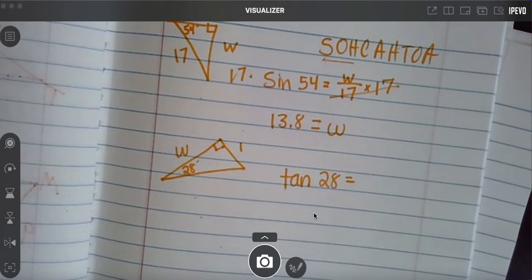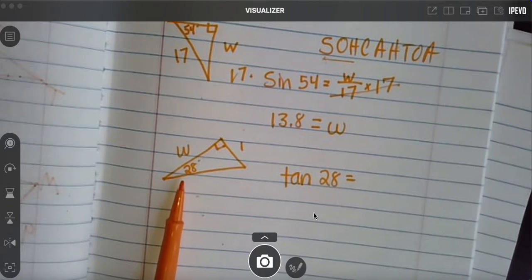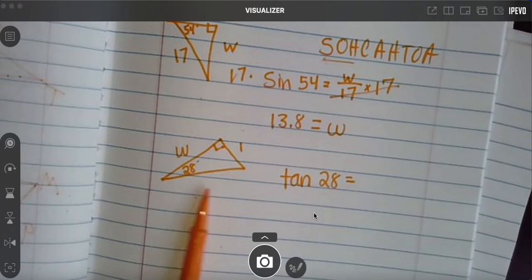Wait, Miss Matt. Yes. What did you do? Okay, the first step is to figure out, am I using sine, cosine, or tangent? So I always start with, well, I can tell it's going to be tangent because there's no hypotenuse.